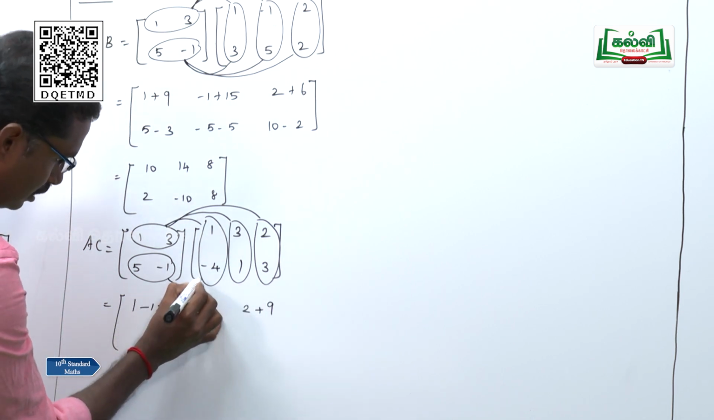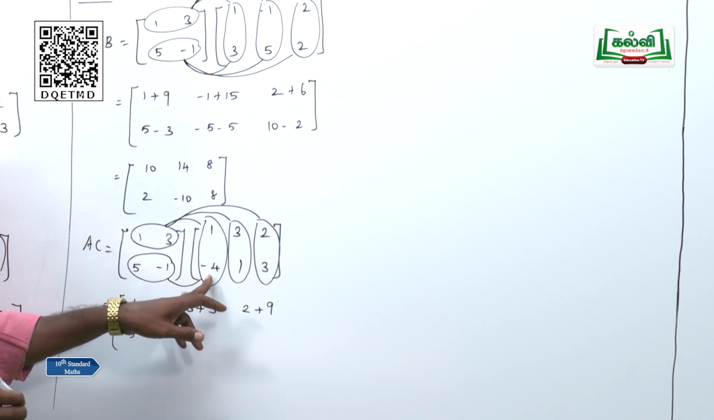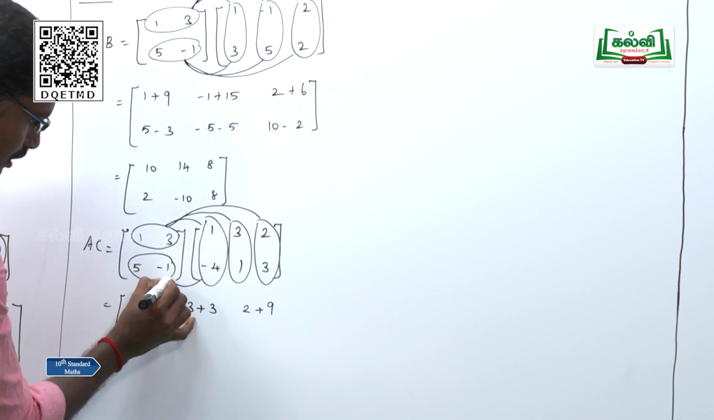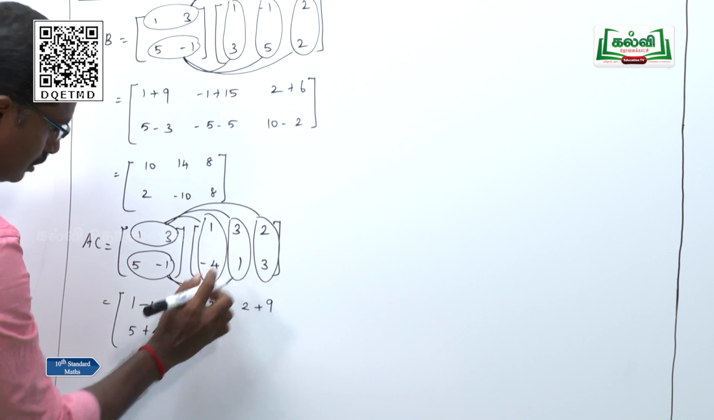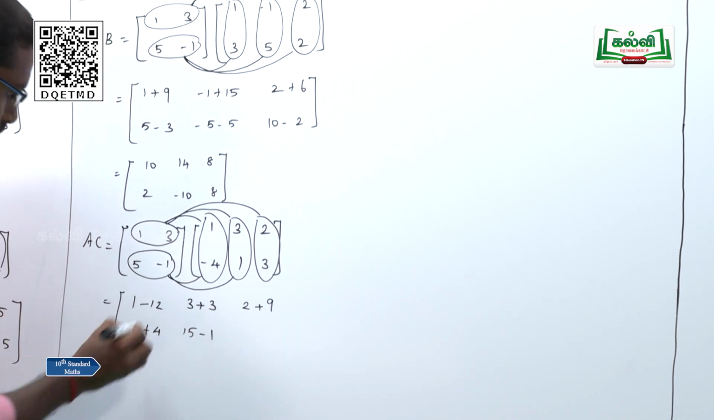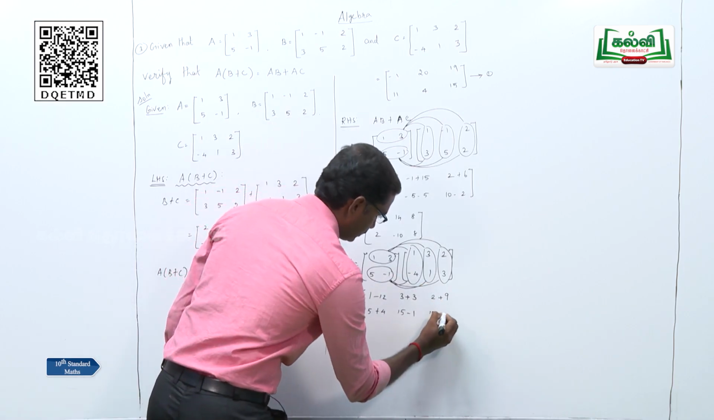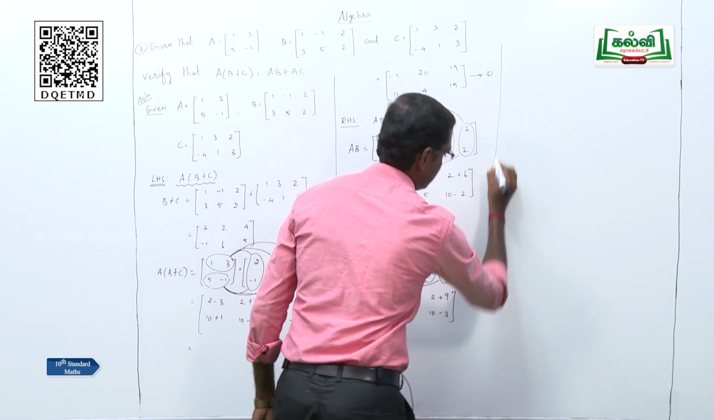Second row first column: 1 5 1s are 5, minus 1 minus 4s are plus 4. Second row second column: 3 5s are 15, minus 1 plus 1s are minus 1. Second row last column: 5 2s are 10, minus 1 3s are minus 3. Now we can simplify the result.